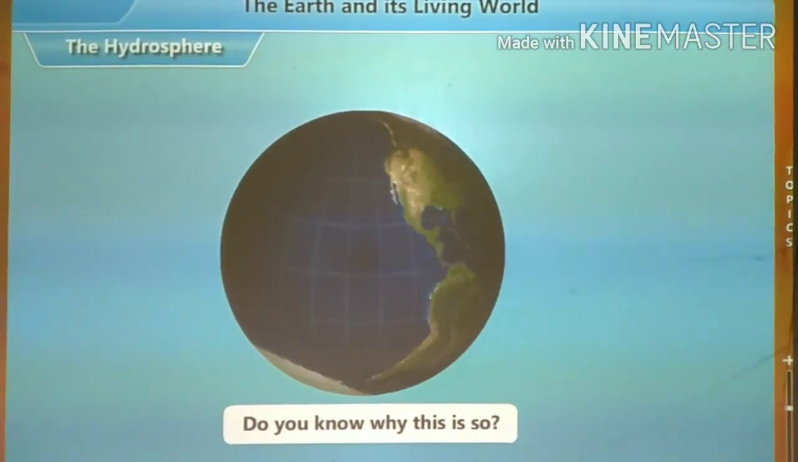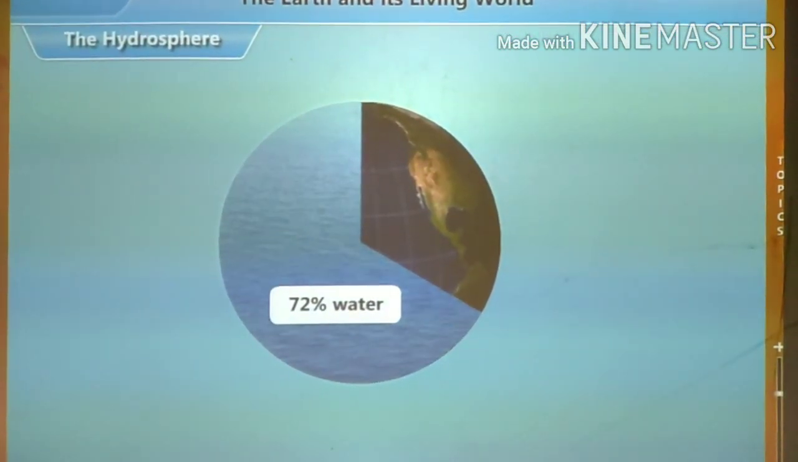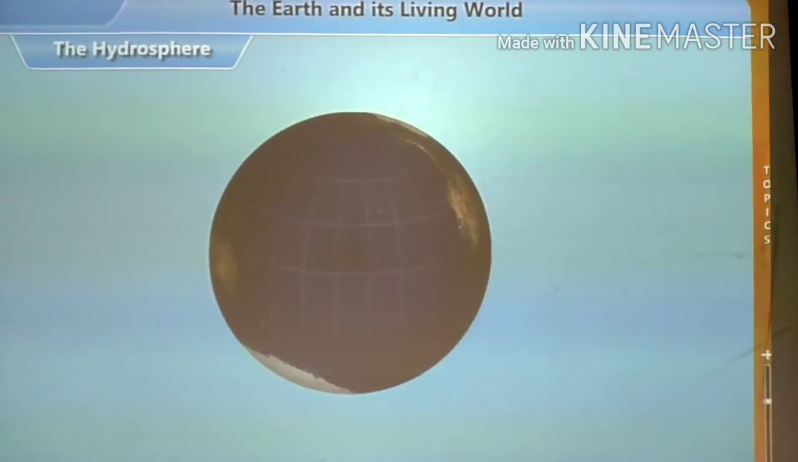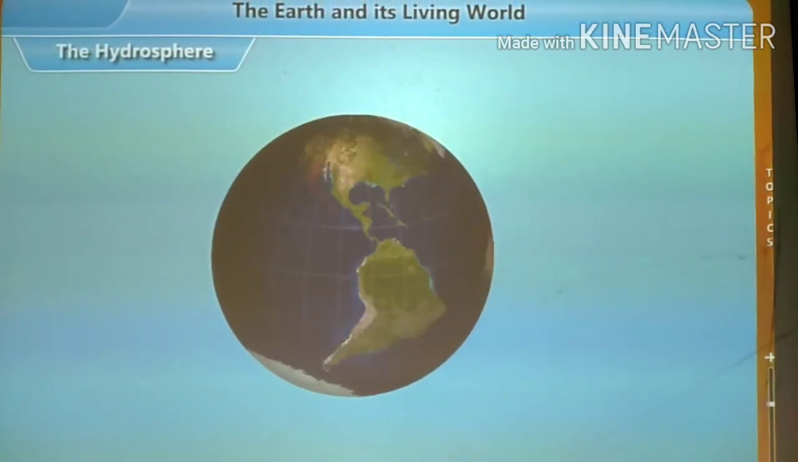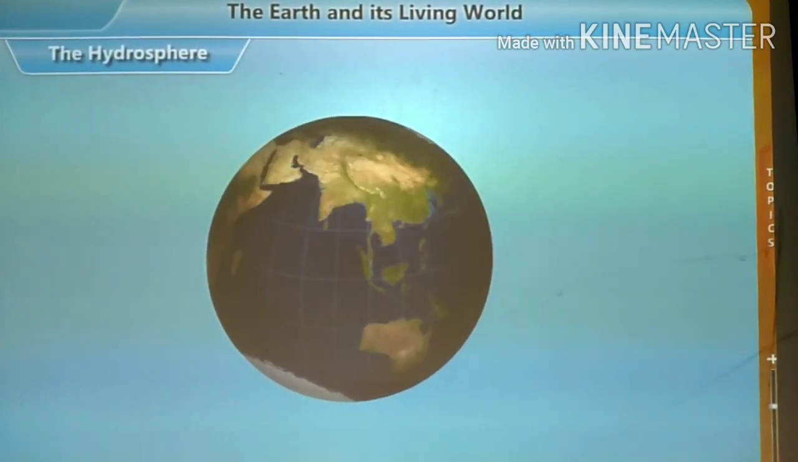Our Mother Earth is called the blue planet. Do you know why this is so? Because the surface of our Earth is covered by 72% with water. In the hydrosphere, we will learn about the water and water bodies on the Earth and how the hydrosphere is formed.